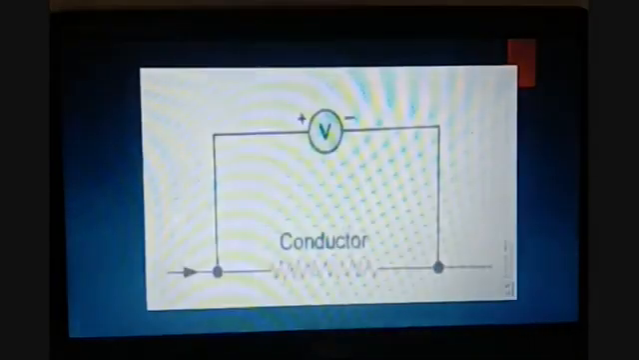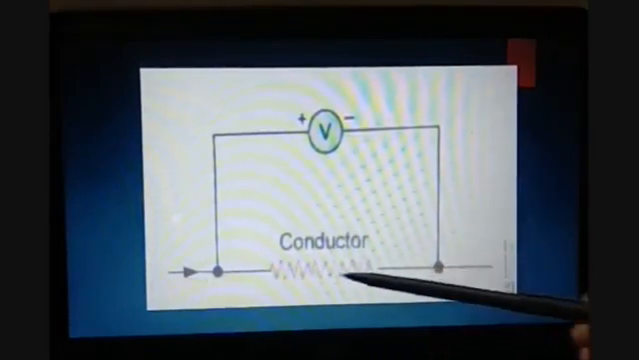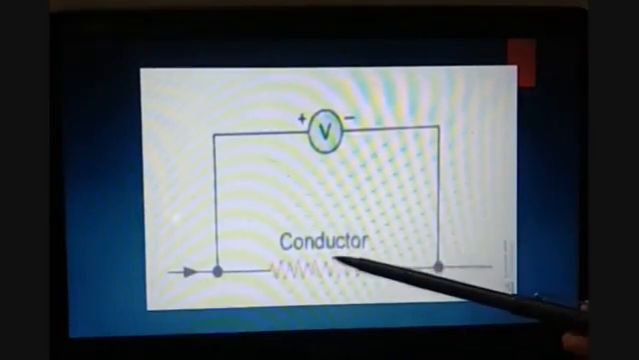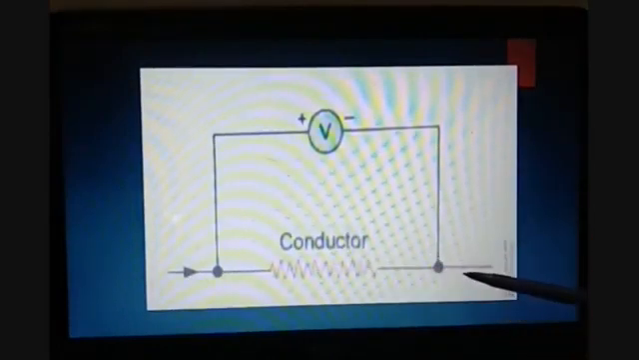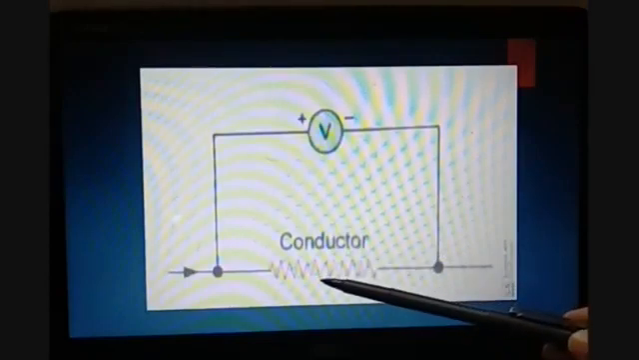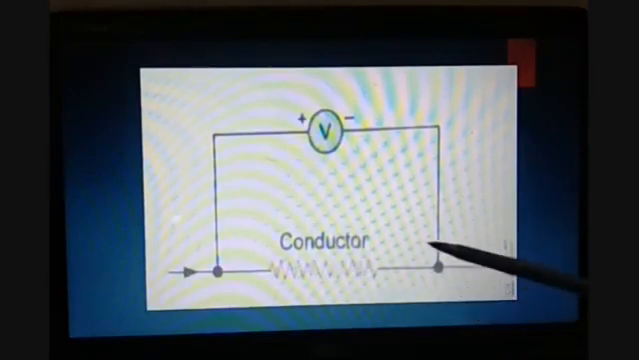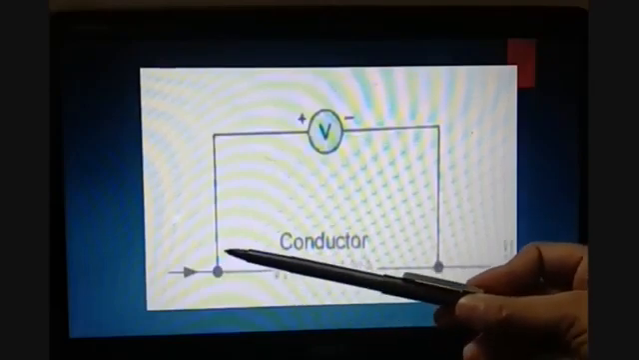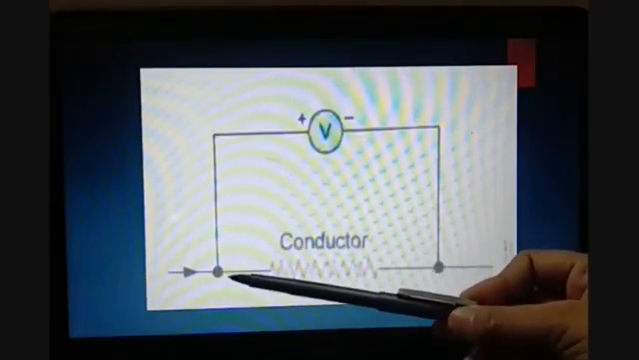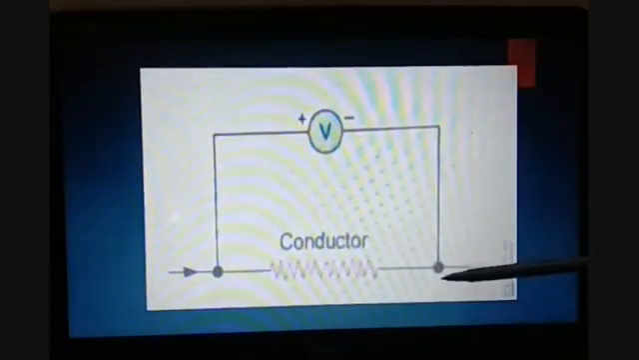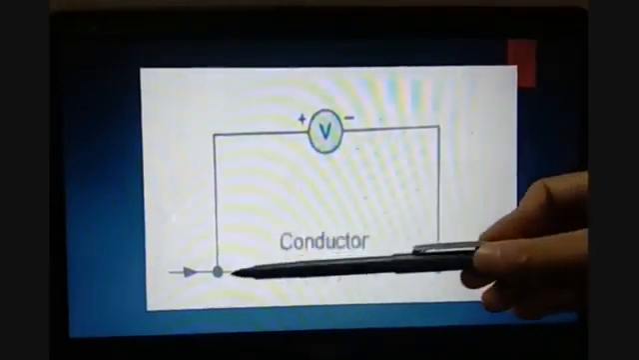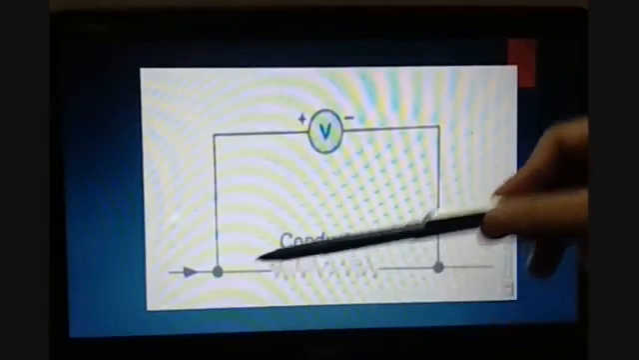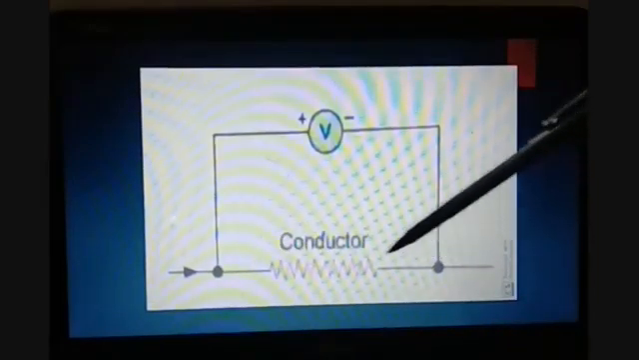As you can see here, we have a wire or conductor in which the current is flowing. Why is the current flowing? Because here we have higher potential and on this side we have lower potential. So the current will always flow from higher potential to lower potential.